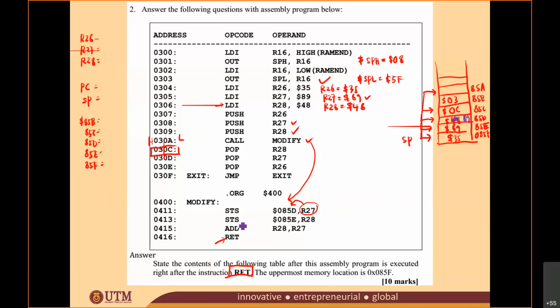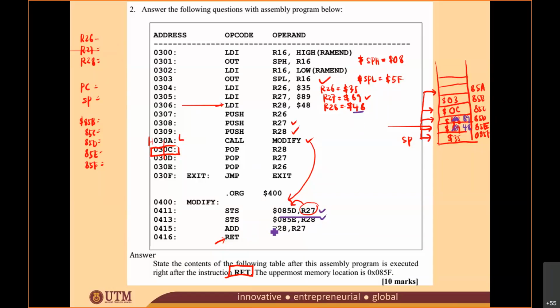Okay, and then STS 085E. Okay, so you're going to store R28 value to address 085E. So R28, what is R28 value? 48. Now you're going to put it to address 085E. So this one here become from 89 now replaced with 48. Okay, so we finish this one.